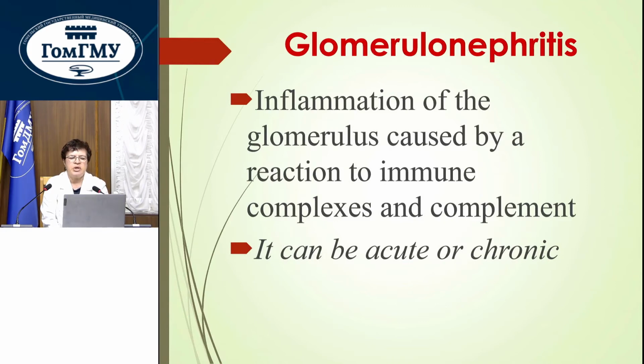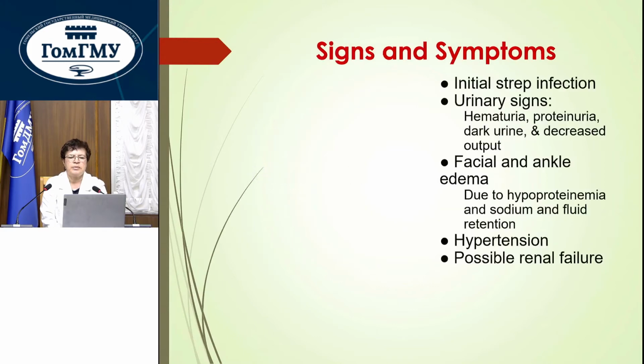Glomerulonephritis: inflammation of the glomeruli caused by a reaction to immune complexes and components. Glomerulonephritis can be acute or chronic. Signs and symptoms of it: initial step infection, then urinary signs, hematuria, proteinuria, sometimes dark urine and decreased output, facial and ankle edema, due to hypoproteinemia and sodium and fluid retention, hypertension, of course, and possible renal failure.